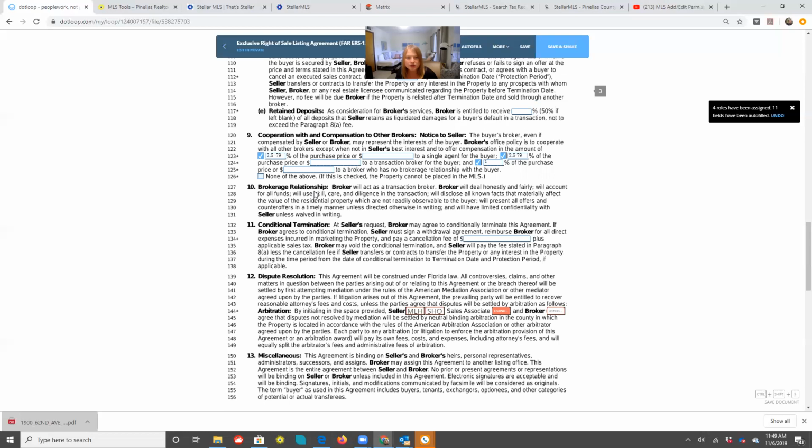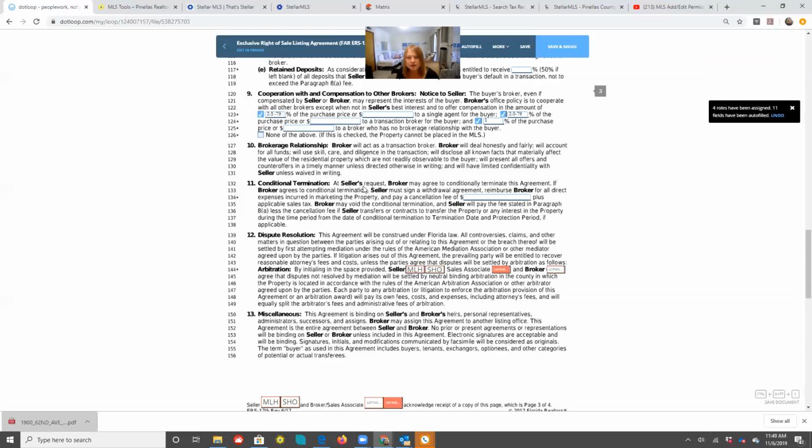This explains our relationship. In this contract, we are a transaction broker, and this says that we will deal honestly and fairly, account for all funds, use skill, care, and diligence, and disclose all known facts that materially affect the value of this property, which are not readily observed, to the buyer. This is important. If you know of a material defect, you also must disclose it. You have to present all offers and counter offers in a timely manner unless otherwise directed in writing. And you'll have limited confidentiality unless the seller waives that in writing. Okay?